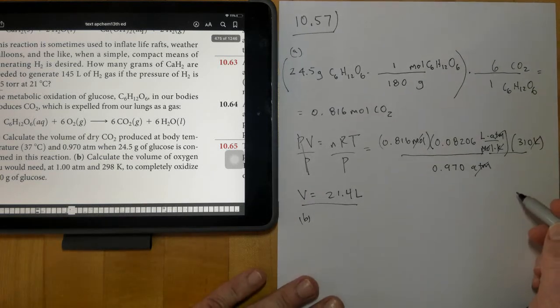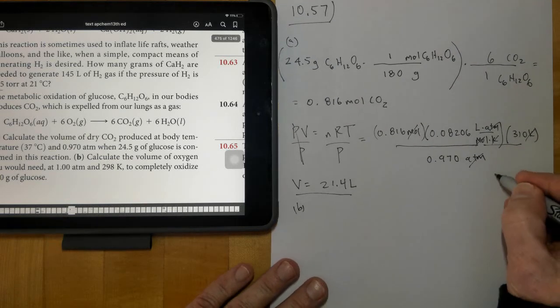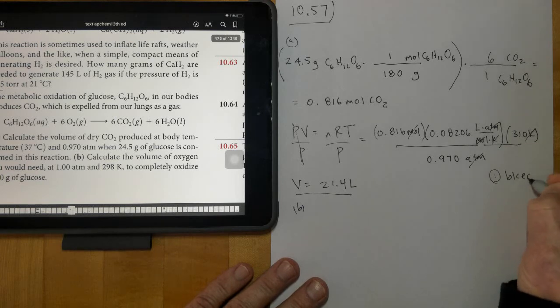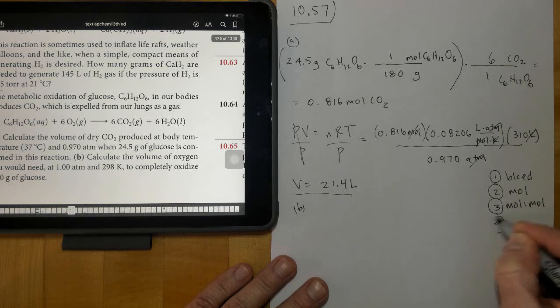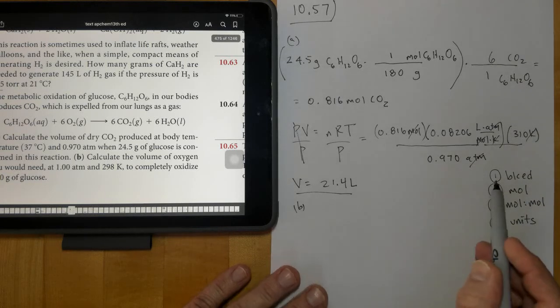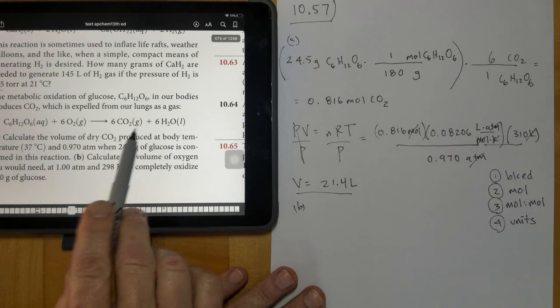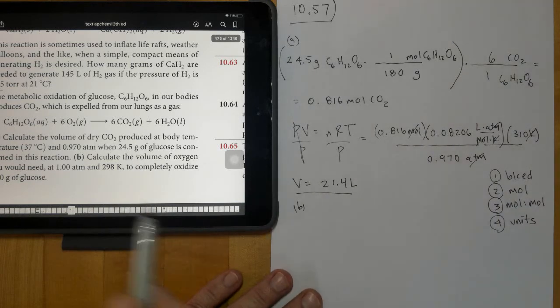So let's just outline those steps again in case you want to write them down. Step number 1, remember, is to balance the equation. Step number 2, when in doubt, convert to moles. Step number 3 is to use the mole-to-mole ratio from the balanced chemical equation. And then step number 4, convert to whatever asked for units they have. So let's walk through them step by step. First one, balanced chemical equation done for us. Step number 2, convert to moles.